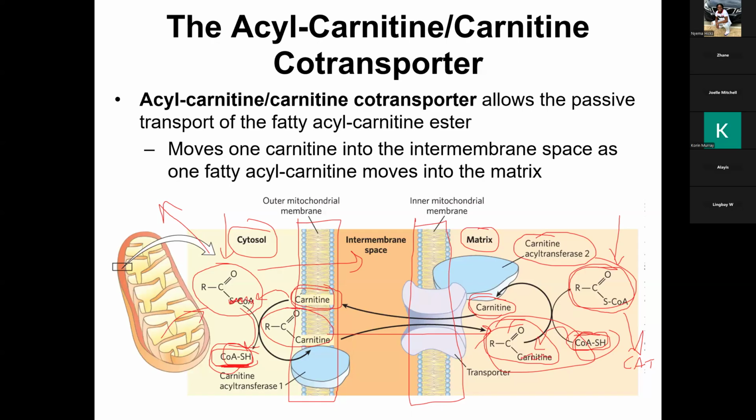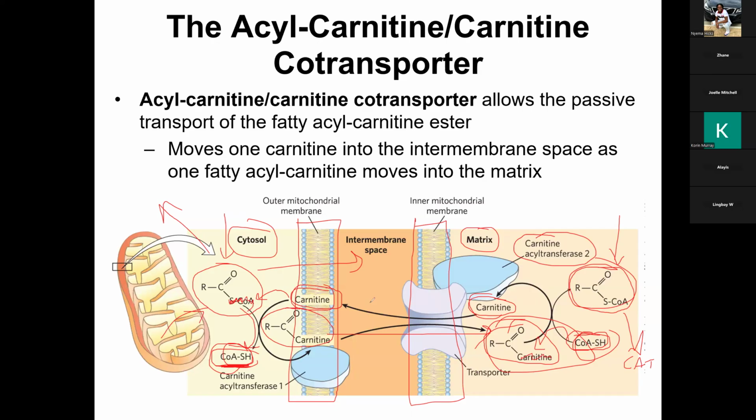I'm going to go into a little bit more detail about this in a moment, but Lauren, you have a question? Yeah, I just wanted to make sure I understand. So, the carnitine acetyltransferase 2, does it trap the carnitine group that came in by removing the carnitine and replacing it with the CoA? So it traps it in the matrix? I don't know if that makes sense.